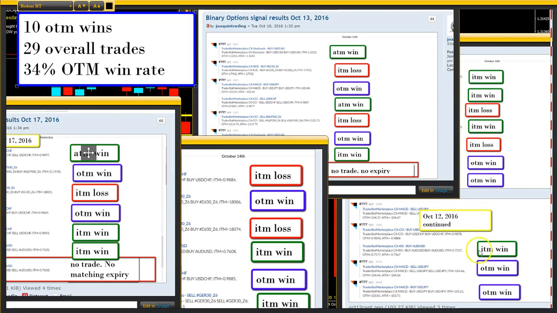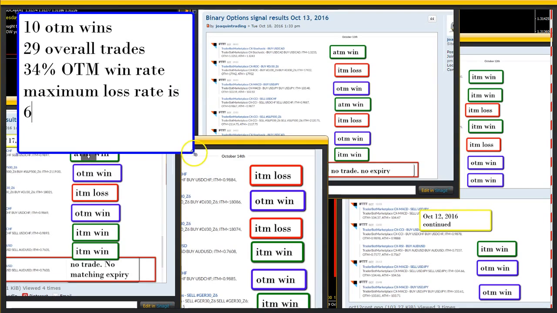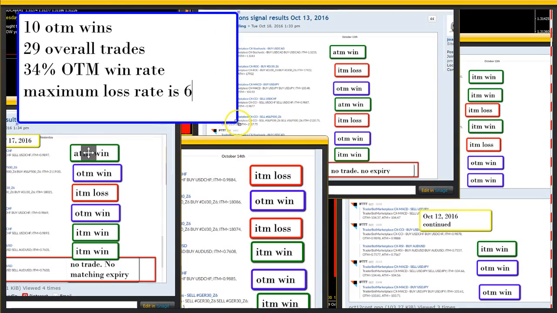Then we've got 2 OTM wins, not an OTM win, and then 2 more. So the maximum loss rate is 6 in between OTM wins. Now, to count up the maximum loss rate overall, go into the forum and you can do this.